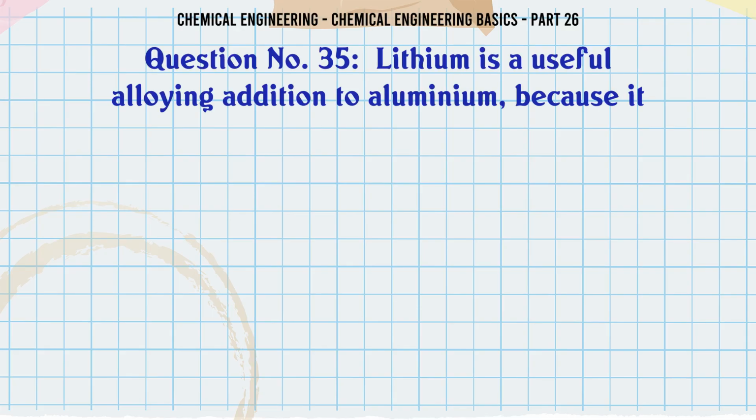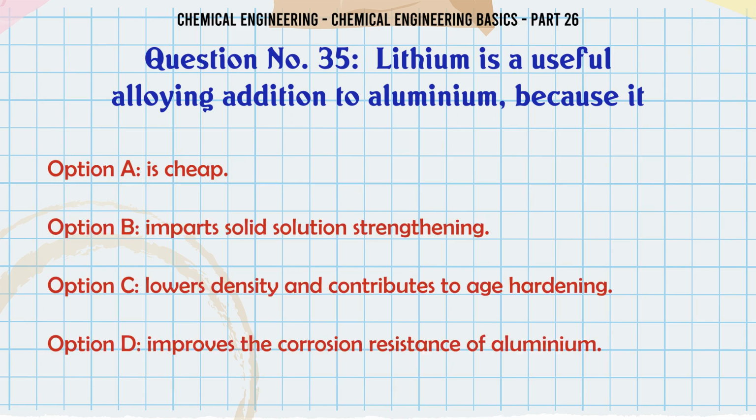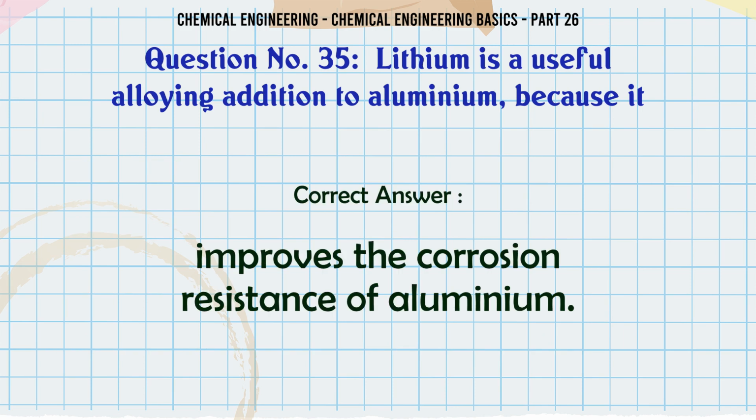Lithium is a useful alloying addition to aluminium because it A. Is cheap. B. Imparts solid solution strengthening. C. Lowers density and contributes to age hardening. D. Improves the corrosion resistance of aluminium. The correct answer is improves the corrosion resistance of aluminium.